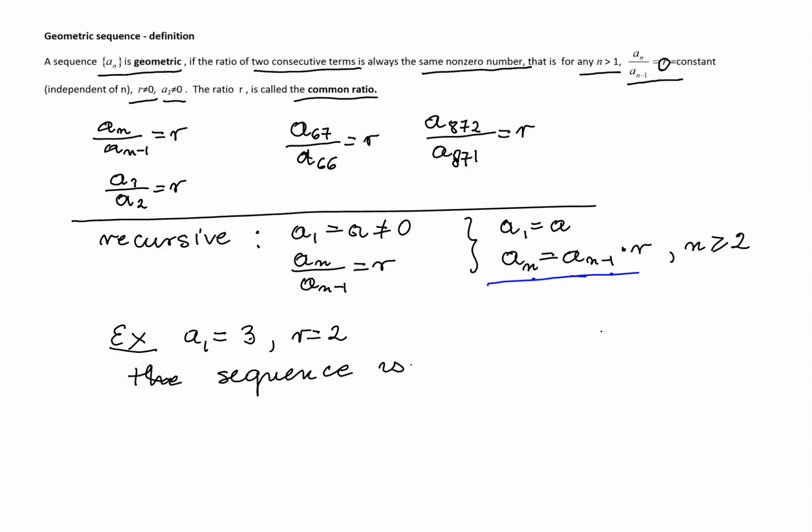The first term is going to be 3. The second term is formed by taking the previous term, which is 3, and multiplying it by the ratio 2. So the second term is going to be 6. The third term is formed by taking the previous term, which is 6, and multiplying it by 2, which gives us 12. And then the next term is formed by taking 12 and multiplying it by 2, which gives us 24, and so on. So this is the way a geometric sequence is formed. Every term is the product of the previous term and the ratio R.